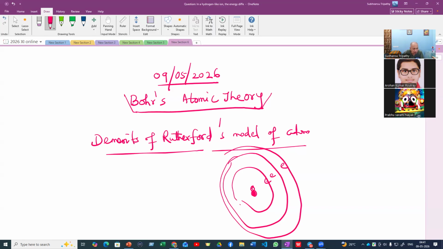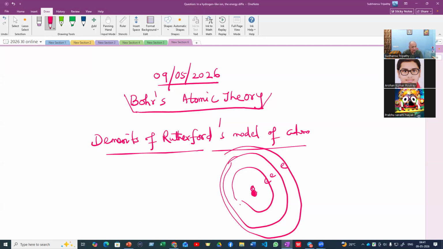These are the extra nuclear parts. He didn't say circular. He just said they move like planets move. Just like planets move around the sun, similarly electrons move around the nucleus. Therefore, he gave the name planetary electrons to these electrons, just like planets.